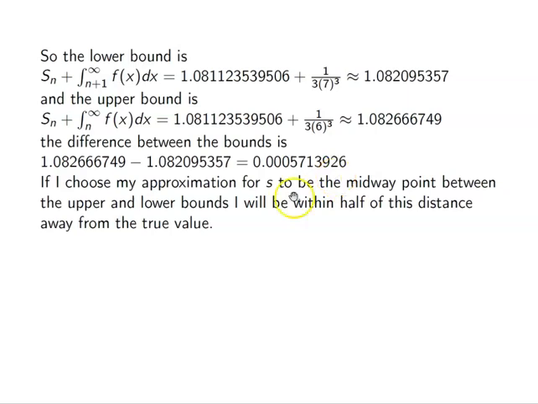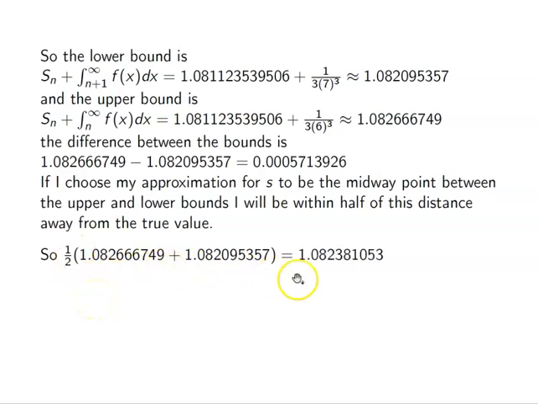So the difference between these bounds, okay, if I subtract them, is 0.00057139139, yada yada yada. So if I choose my approximation for S to be midway between this upper and lower bounds that I have for the sum of S, then I will be halfway as far as accuracy goes. Okay, so I add these two bounds together and I take the average, and that gives me 1.082381053, which is right in the middle between these two terms. And so that is approximately equal to the sum of 1 over n to the fourth power.